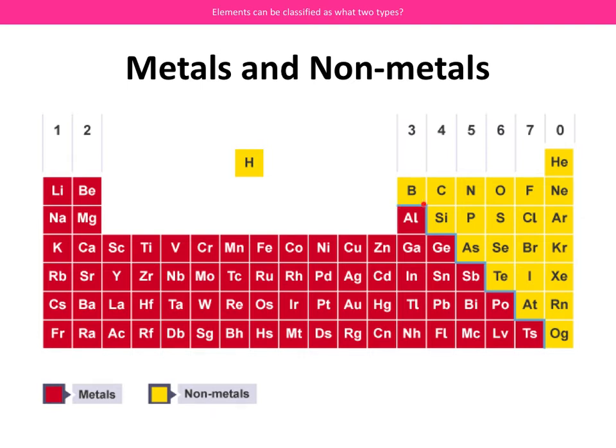We've got almost like a staircase, and to the right of the staircase are the non-metals, and to the left of the staircase are all the metals. And roughly speaking, about 3/4 of elements are metals and about 1/4 are non-metals.